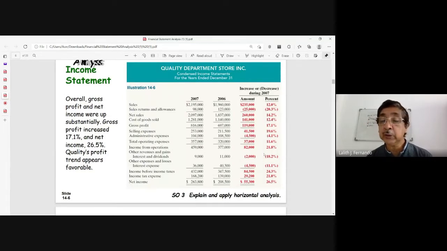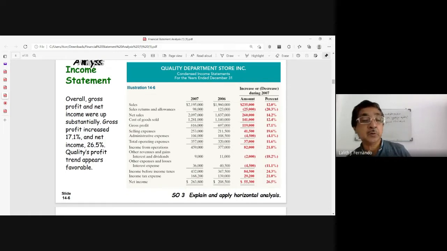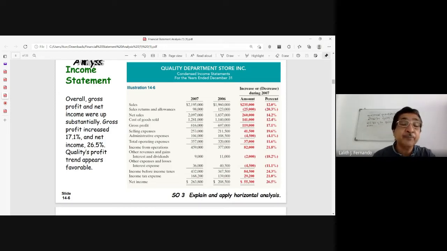Right. Now you can give several other comments in addition to these comments. But anyway, first of all, we will look at these comments because it is easy for you to start with this one. Overall gross profit and net income were up substantially. That is correct. Gross profit increased 17.1%. Net income 26.5%. Quality's profit trend appears favorable. So I think that comment is okay.